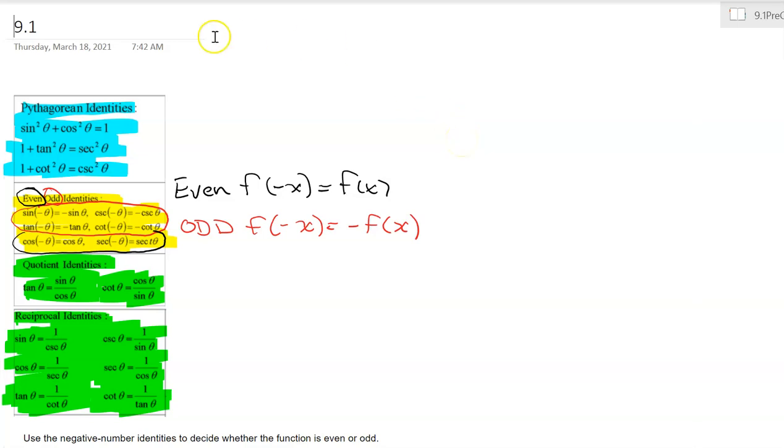All right, we are diving into 9.1 where we are looking at trig identities and specifically the ones in green here we've seen before. So we have the reciprocal identities and quotient identities as you see here. And don't let the theta fool you. You could change that for x, and you'll see that in here or whatever.